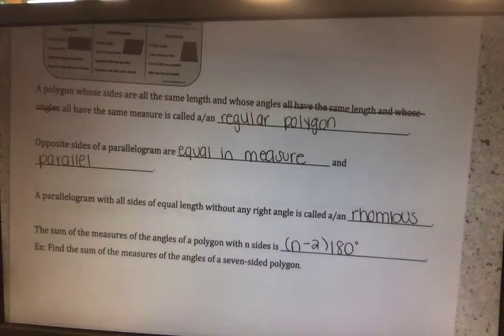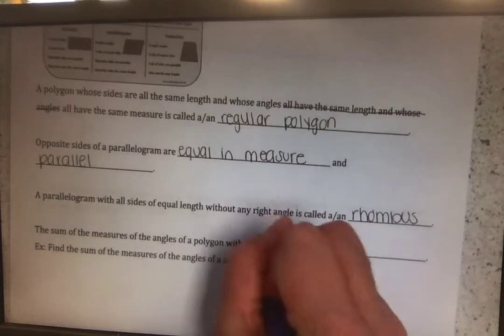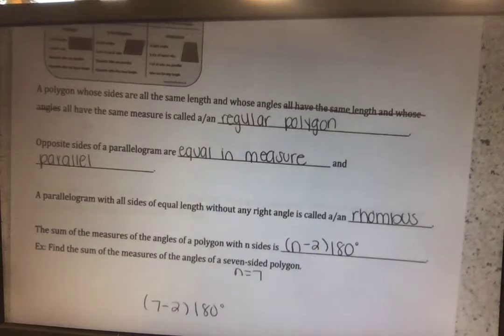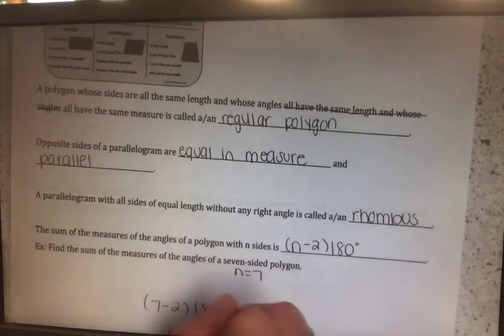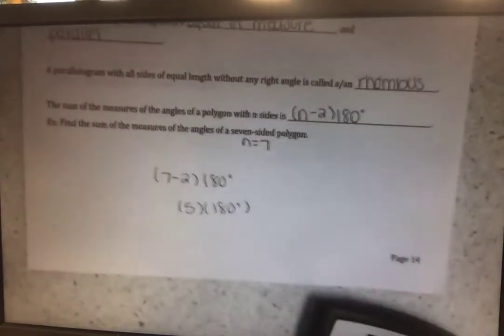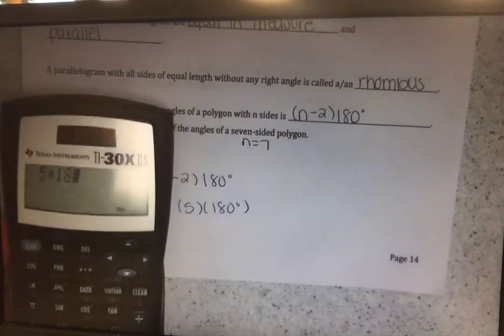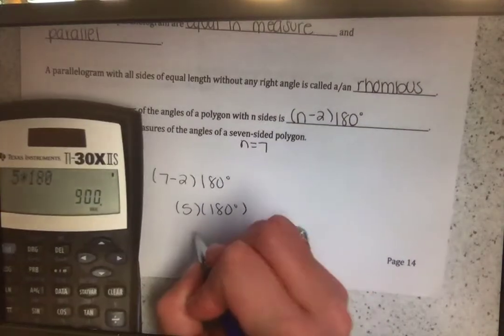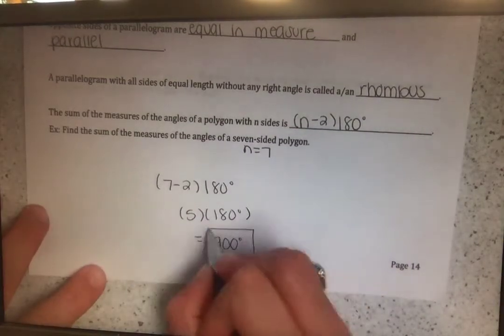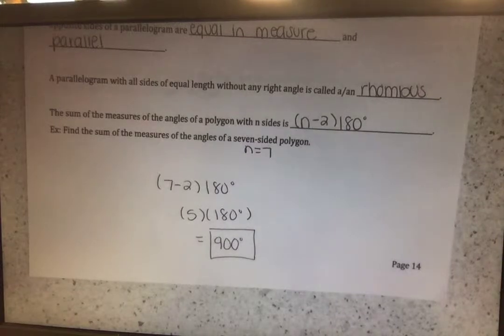So find the sum of the measures of the angles of a 7-sided polygon. So this tells me n is 7. So 7 minus 2 times 180 degrees. 7 minus 2 is 5. So 5 times 180 degrees will give us 900. So 900 degrees is adding up all of those 7 angles together. So, next page.